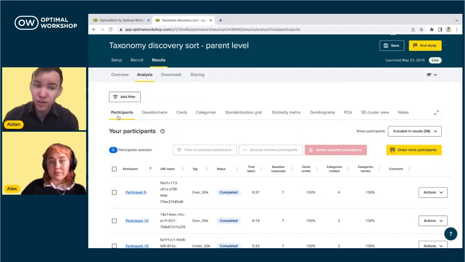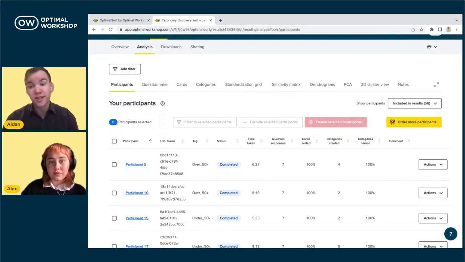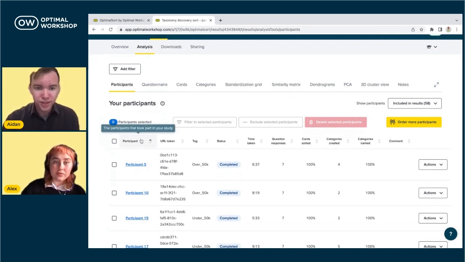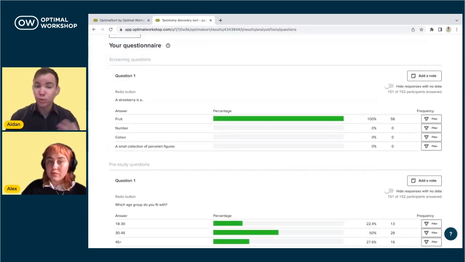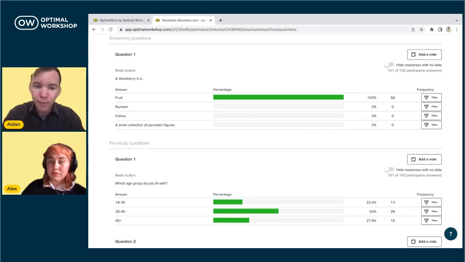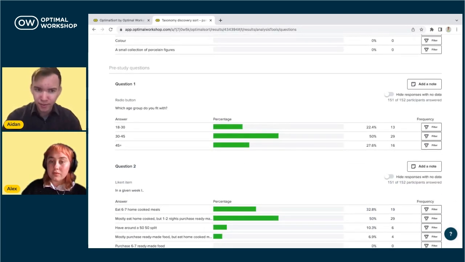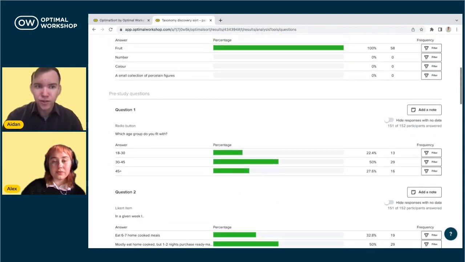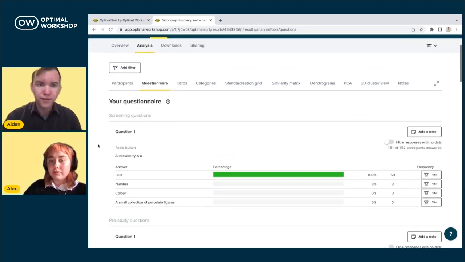Initially, you've got a participants tab to manage which participants are showing through in the data set. You can add or remove participants in this tab as you like. You can also add filters. You can also do this in the questionnaire tab, so you can ask pre and post study questions and filter depending on how people have answered. So you might be able to delve into some specific user segments or user personas based off some of those questions that you've asked before or after the study.